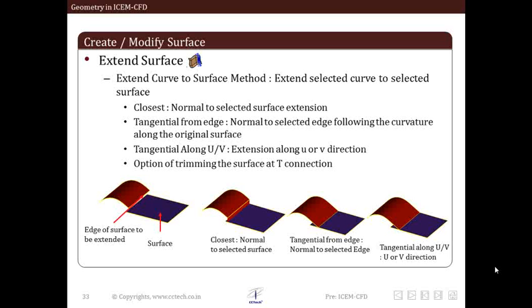The extension can be done in 3 ways. First way is by closest. This projects the selected curve to the selected surface and creates a new surface normal to the selected surface. The other way is tangential from edge, which extends the surface edge to the selected surface. The surface is extended in a direction normal to the selected edge. The extension follows the curvature of the original surface. The Trim option, if enabled, allows us to split the targeted surface at the T-junction.